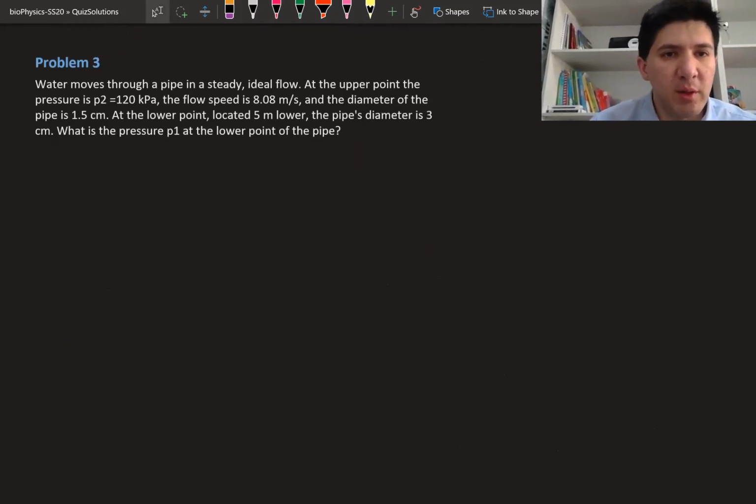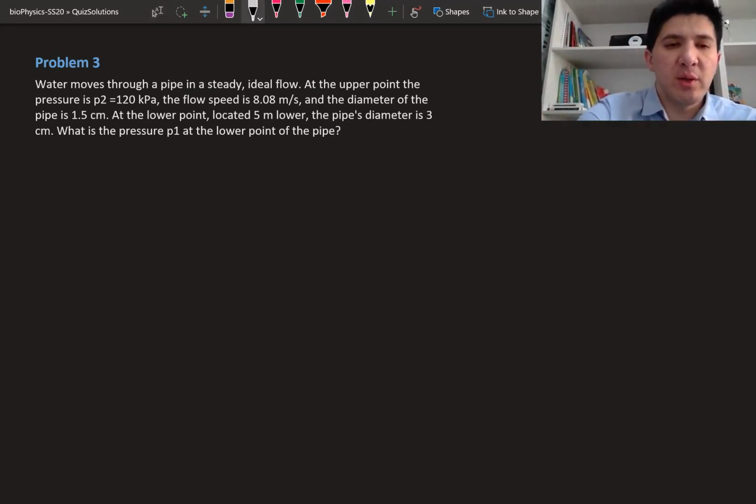So water moves through a pipe in a steady ideal flow. At the upper point, the pressure is equal to 120 kilopascals. The flow speed is equal to the height, and the diameter of the pipe is equal to 1.5 centimeters. At the lower point, located 5 meters lower, the pipe's diameter is equal to 3 centimeters. What is the pressure at the lower point?